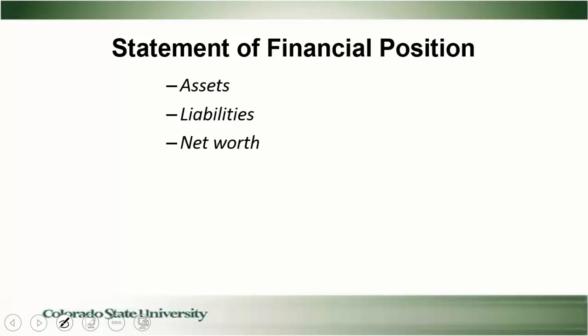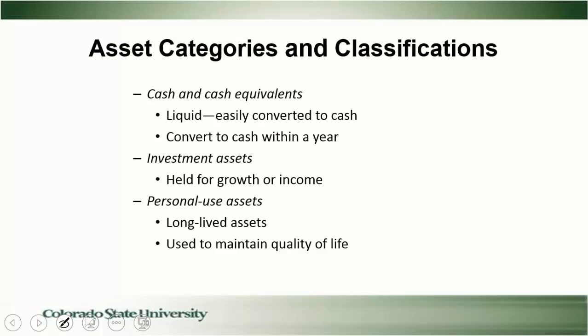Let's first look at the statement of financial position. It's really made up of assets, liabilities, and unlike a corporate balance sheet, which would have an equity section, we have what's called net worth that makes up the rest of it, but that's effectively owner's equity in your personal financial situation. So this is very much like a traditional balance sheet.